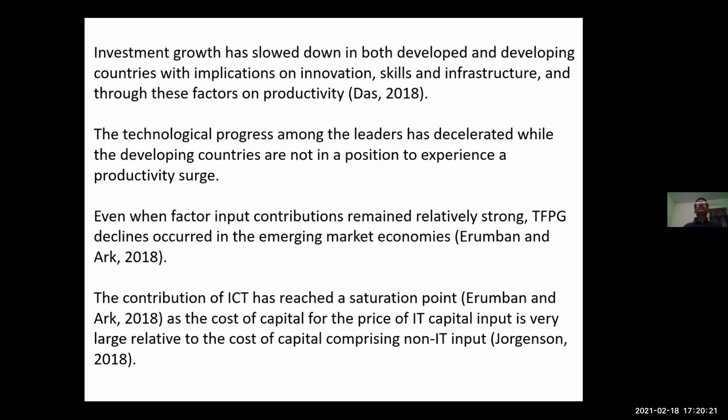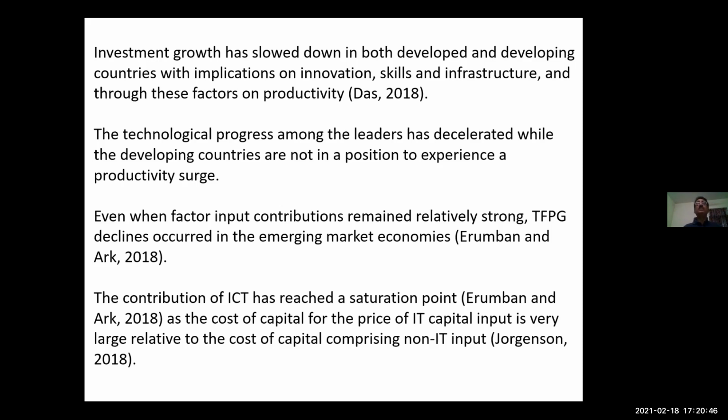And the technological progress among the leaders has decelerated, while the developing countries are not in a position to experience a productivity surge. So as I was mentioning, it was the responsibility of the developed nations to pursue greater innovative activities, and they were expected to remain as the leaders. But unfortunately, that has not happened because of many factors.